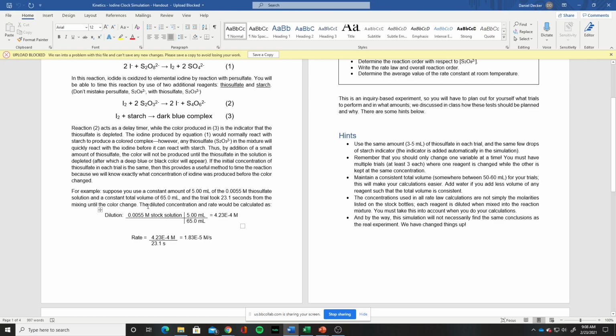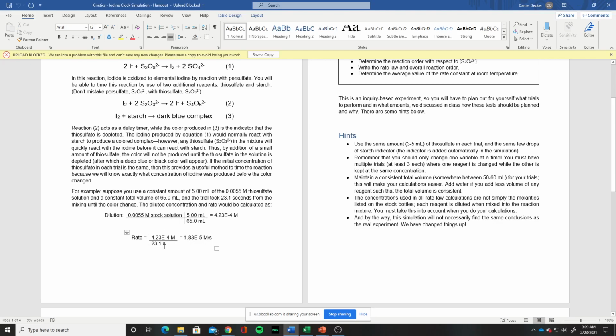And so then if it took 23.1 seconds for the blue color to show up, that tells us then that this concentration got consumed in this many seconds. And if you remember, rates are always just a molar change and then the time that it takes to get that molar change, so it's a molar per second. And so it is just literally the molarity divided by the time. And so that would be the rate.